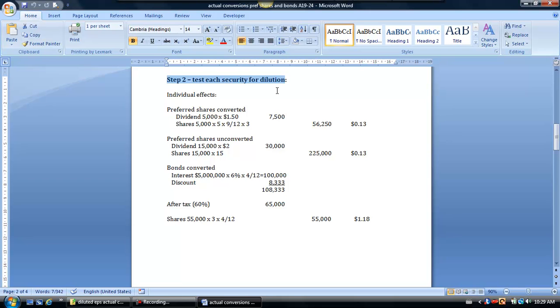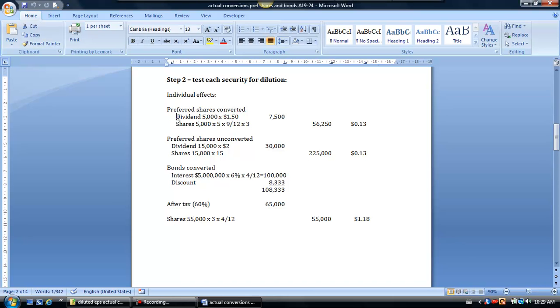So let's look at the preferred shares first, and let's look at the ones that we converted. The question told us that we converted 5,000 shares of those preferreds. On those 5,000 that we converted, how much would have been the dividend that we avoided paying if we had converted them earlier in the year? Well, we converted them after the 3rd quarter, so we had already paid out 50 cents per quarter in dividends for 3 quarters. So 50 cents per quarter times 3 quarters is $1.50.